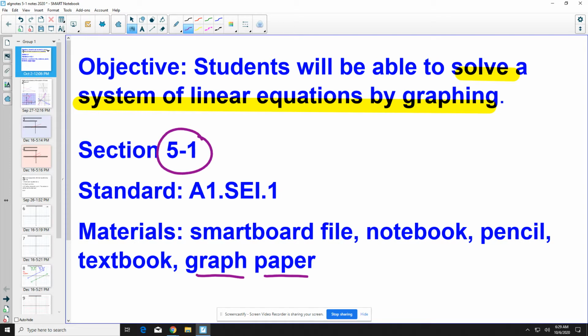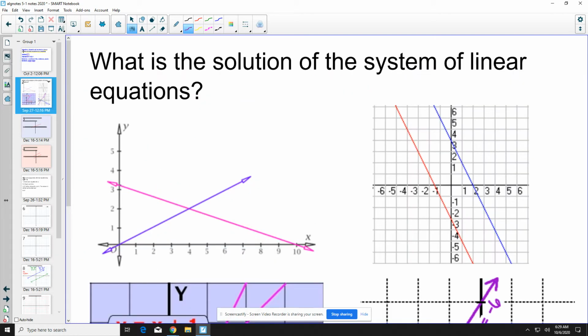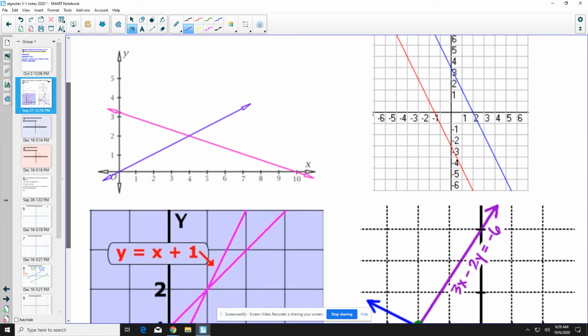All right, label this 5-1. Today when we solve a system of equations by graphing, what we're really doing is finding where the two lines intersect. We're finding what points do both lines have in common. The solutions to the system are the points that both lines have in common. For example, in this first drawing, the solution to the system would be (4, 2). That's the point that both lines have in common.